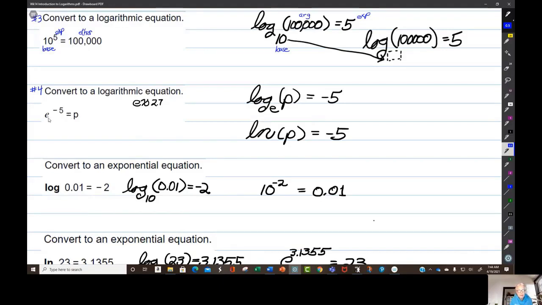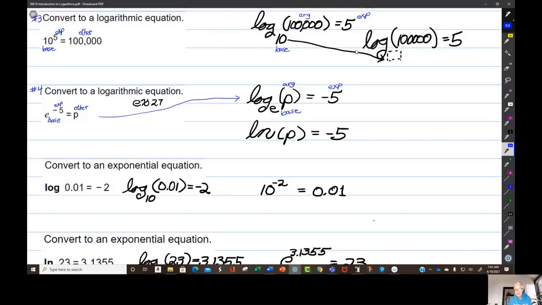Okay, let's write out what this stuff is. This is the base. Whatever holds up the exponent is the base. This is the exponent. And for lack of a better word, this is the other. To translate this into a logarithmic equation, first you do this. The base goes down here. The exponent, -5, goes over here. And the other goes here and becomes what we call the argument of the logarithm function.